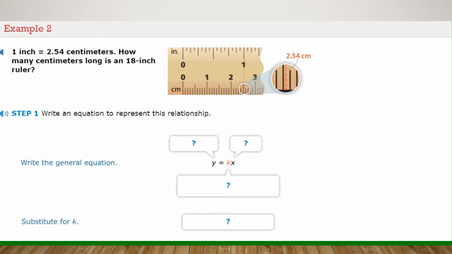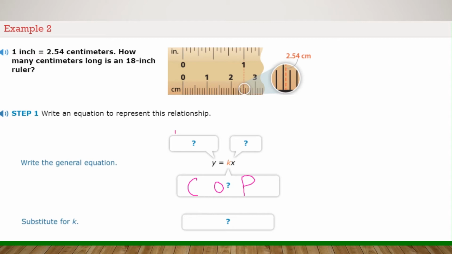1 inch equals 2.54 centimeters. How many centimeters long is an 18-inch ruler? Step 1. Write an equation to represent this relationship. In order to write our equation, we first need to know what our constant of proportionality is. In this case, k, our constant of proportionality, I'm just going to write COP, that means constant of proportionality.